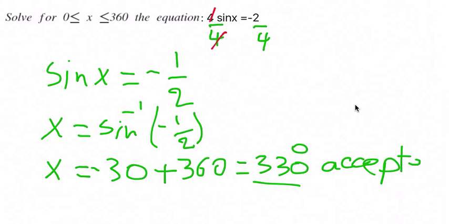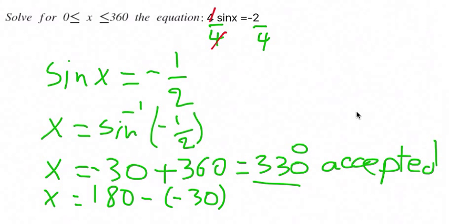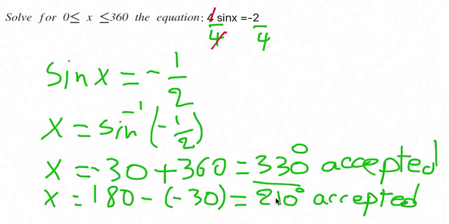Why it's accepted? Because it's between 0 and 360. The second solution, as we said, is 180 minus the solution you got, which is minus 30. This gives you 210 degrees, and it's accepted as well. So these are your two solutions for this problem, 330 and 210, and both of them are between 0 and 360, so both of them are accepted.